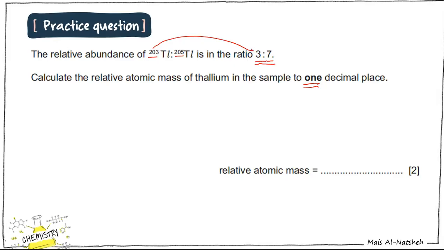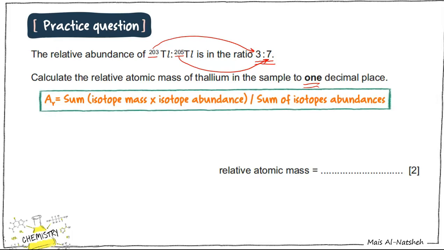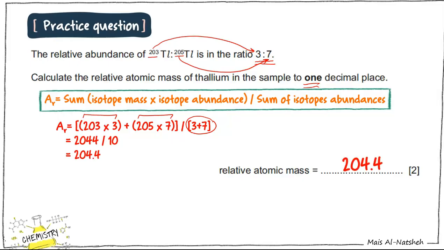I will say 203, I multiply it by the 3, which is the abundance for the first isotope, then add 205 multiplied by 7, and divided over the summation of the abundances. Here I will say 3 plus 7 is the total of the abundances. So do your calculation as follows: 203 times 3 plus 205 times 7. Add the values and divide by 10, which is the 3 plus 7, the summation of isotope abundances. Do your calculations, you will find that the relative atomic mass to one decimal place equals 204.4.